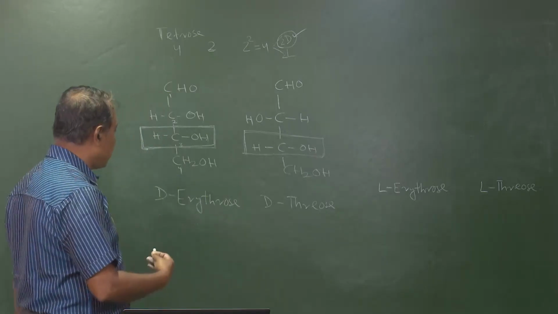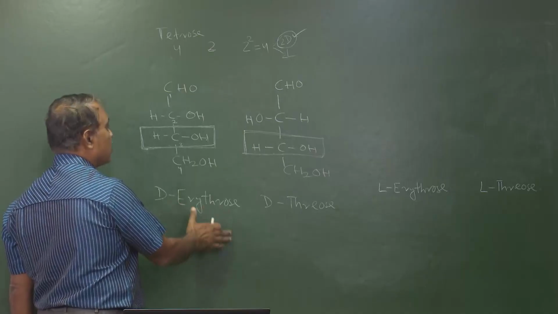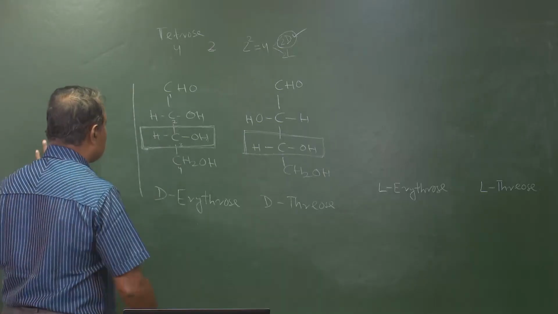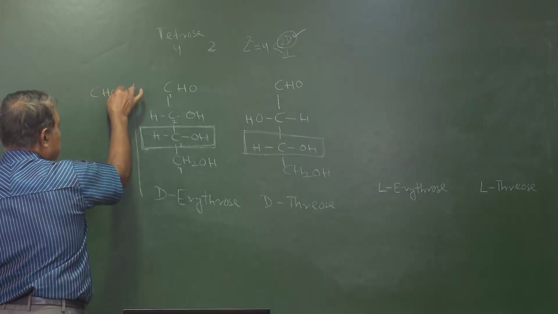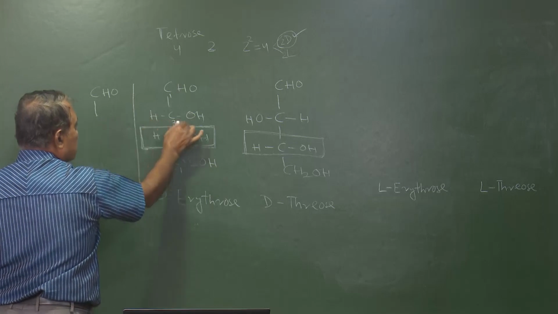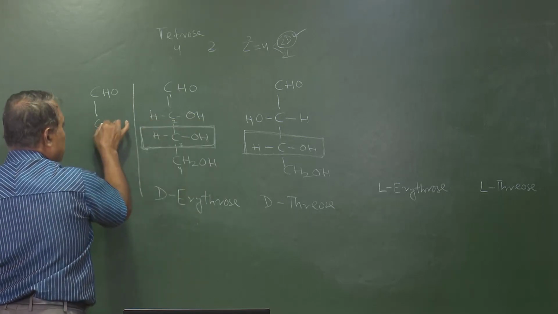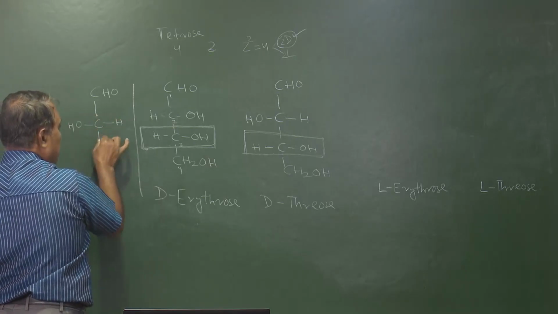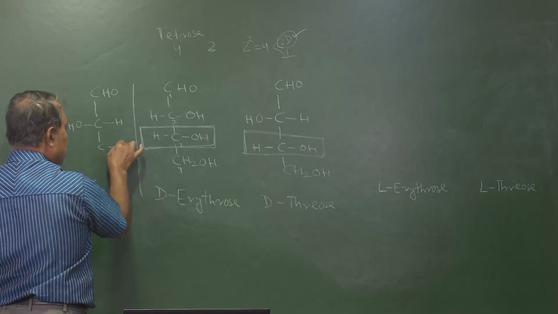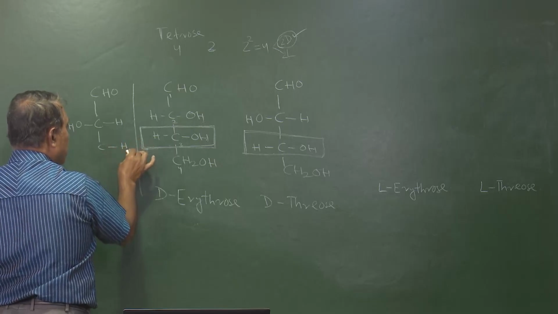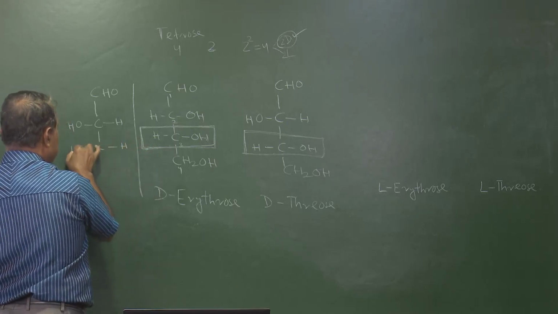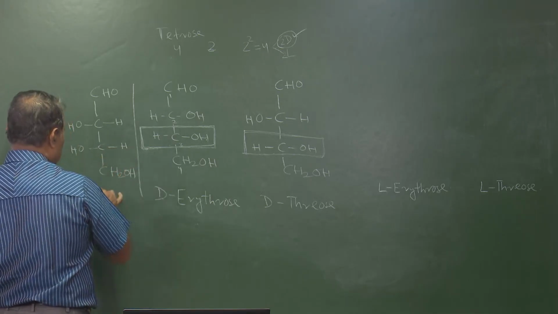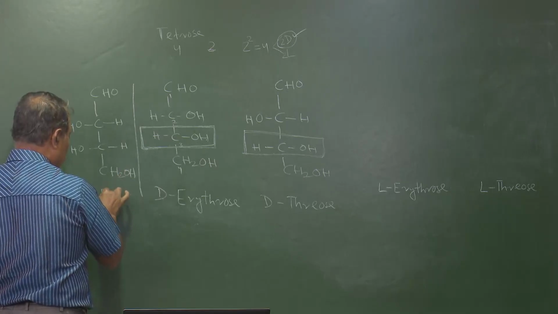It is very simple. You take the D erythrose, put a mirror, and get a structure. What will I get? CHO is fixed. Now this one will change, this one will change. It will be H this side, OH this side, and this will also change: H this side, OH this side, and CH2OH fixed. So this is your L erythrose.